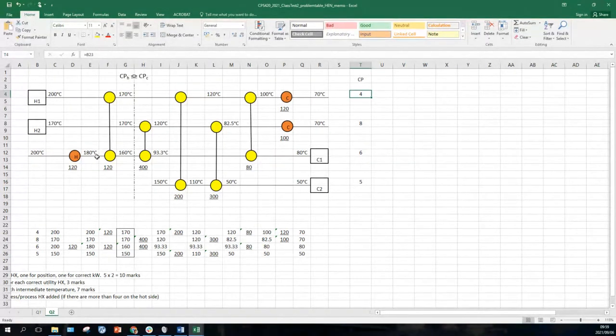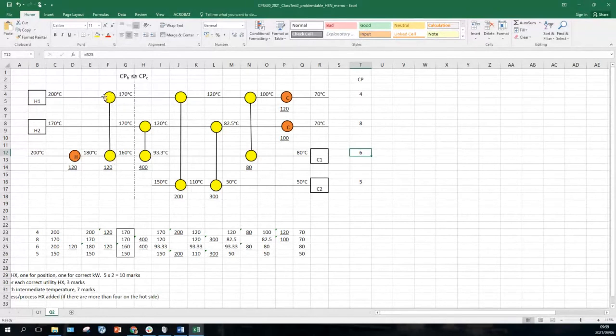Yeah. So we do only have two lines, one hot stream, one cold stream, and now we must check if the hot stream is less than or equal to the cold stream. If it's not, we're going to have to do stream splitting. So that hot stream is less than the cold stream. And so we can put in a heat exchanger.